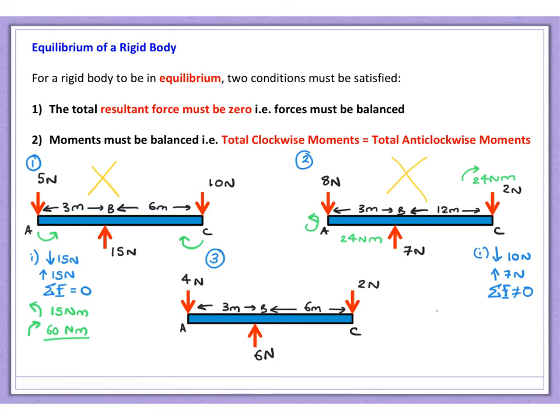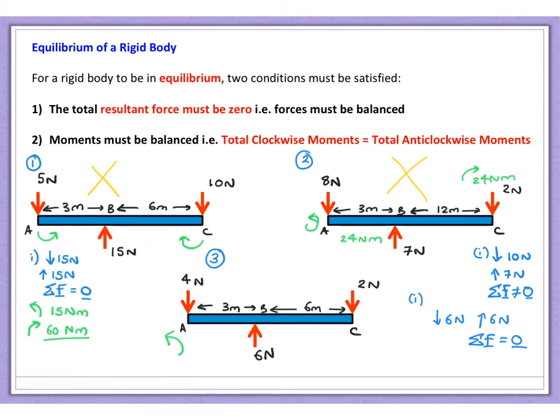Now, downwards we have a 4 Newton force and a 2 Newton force, so 6 newtons acting downwards. And we have 6 newtons acting upwards. So resultant force, if we balance the forces, is equal to 0. So we're fine on that count. Now, what about moments? Let's have a look at the two forces.